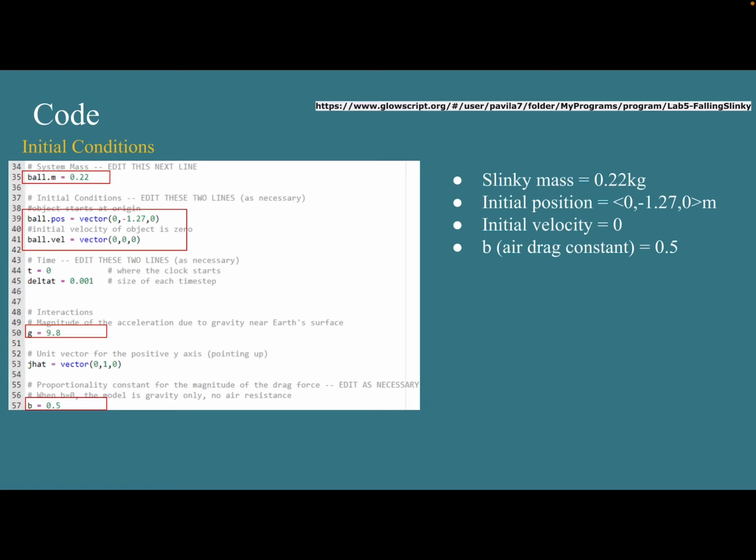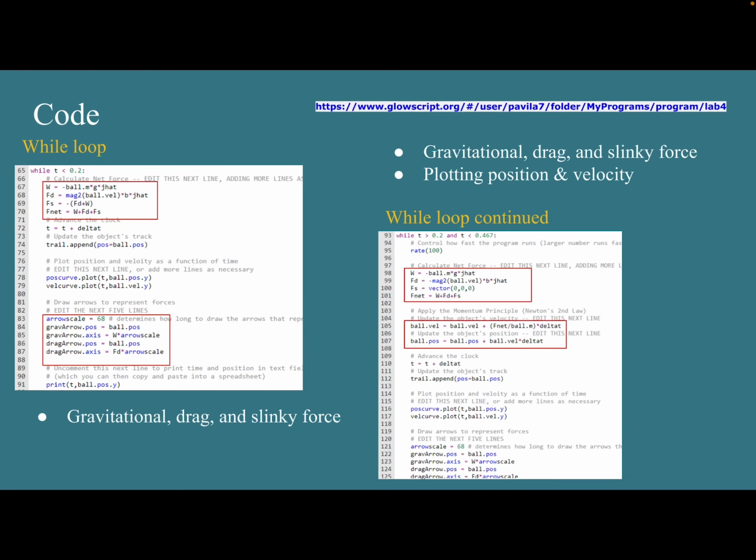In the first part of the code, I simply outlined the initial conditions I already stated: mass, position, velocity, and drag, which I set to 0.5 through trial and error. Next, I implemented 2 while loops to support 2 conditions in my experiment.